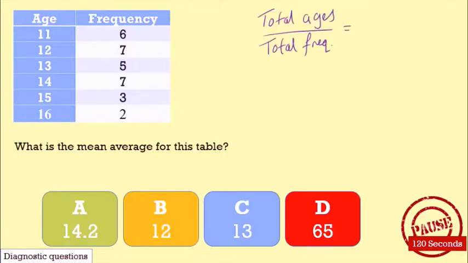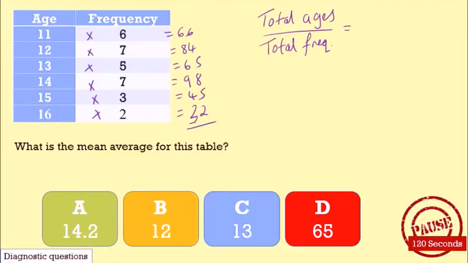So the mean average for this table would be the total ages of everybody divided by the total frequency, how many there are all together. So 11 times 6 is 66, 12 times 7 is 84, 13 times 5 is 65, 14 times 7 is 98. 15 times 3 is 45. And 16 times 2 is 32. Right, so the total of all the ages is 390.